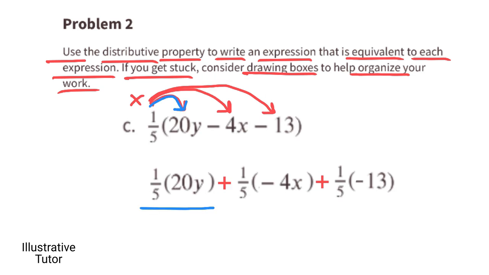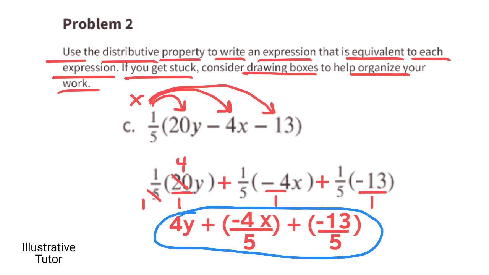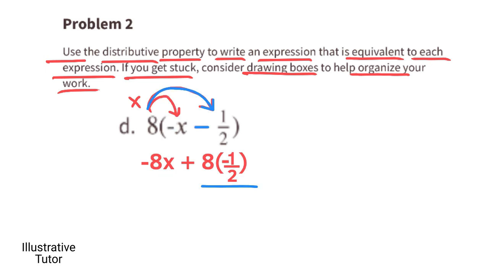C. 1/5 times 20y plus 1/5 times negative 4x plus 1/5 times negative 13. 1/5 of 20y is 4y. Negative 1/5 times negative 4x, that's negative 4/5 x. Negative 1/5 times negative 13, that's negative 13/5. D. 8 times negative x plus 8 times negative 1/2.